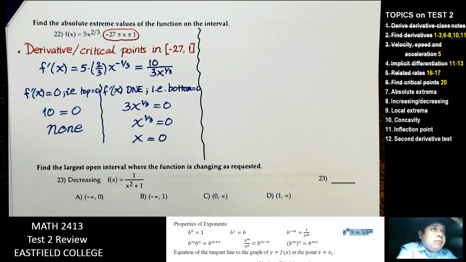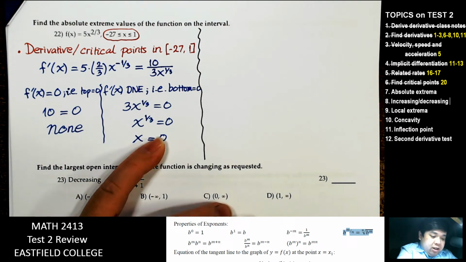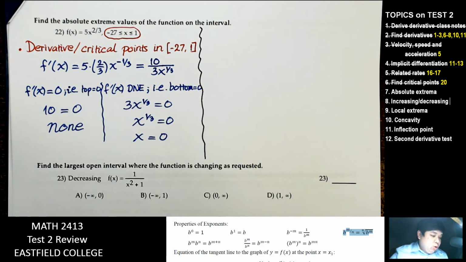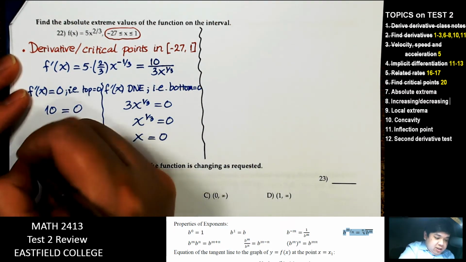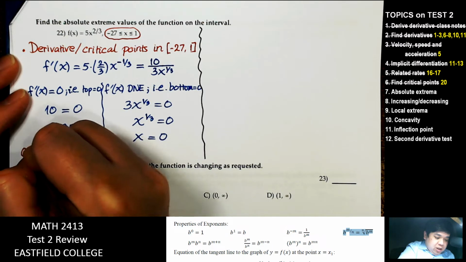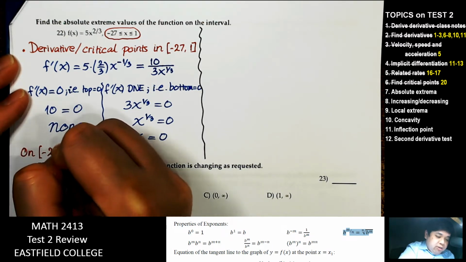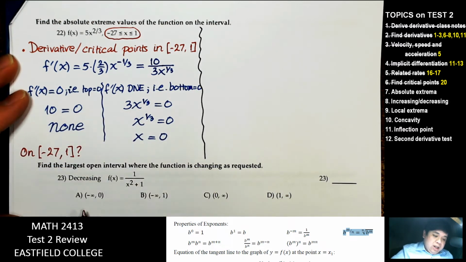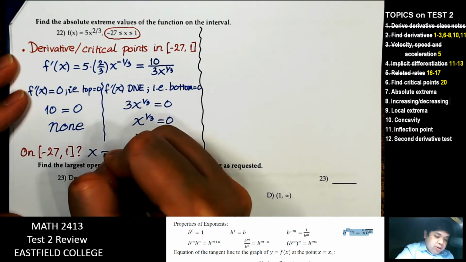Next, we should check to make sure it is defined. But since the 0 is in between here, we're good. We don't have to check. So it is on the interval of negative 27 and 1, and in that we have x equal to 0.